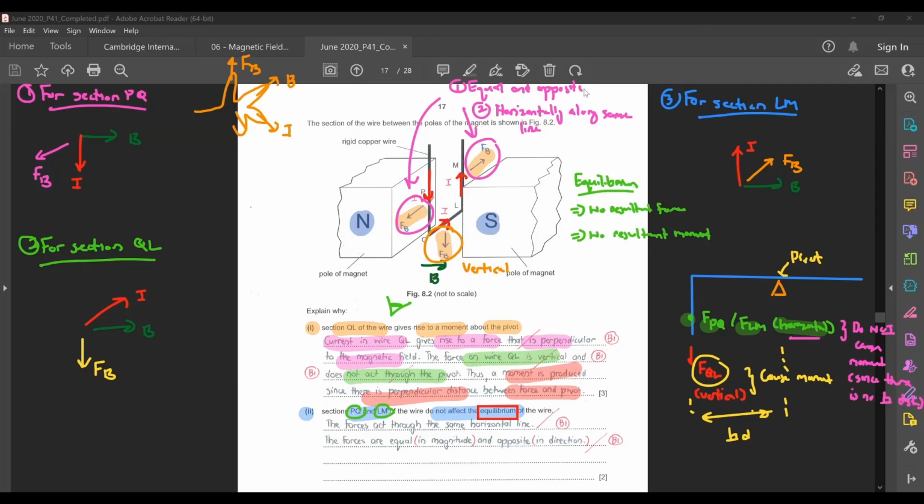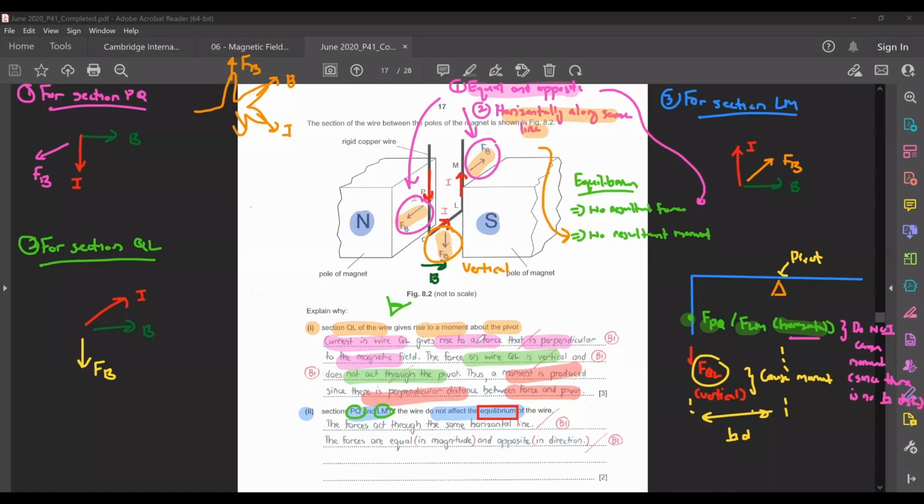Now, remember just now I told you that forces on PQ and LM were actually equal and opposite. That would have directly related to this fact here that there are not going to be any resultant force. And then at the same time, I also say that they were acting horizontally along the same line. So because they were acting horizontally along the same line, there's no perpendicular distance between the forces and the pivot. This will in turn also mean that you have no resultant moment.